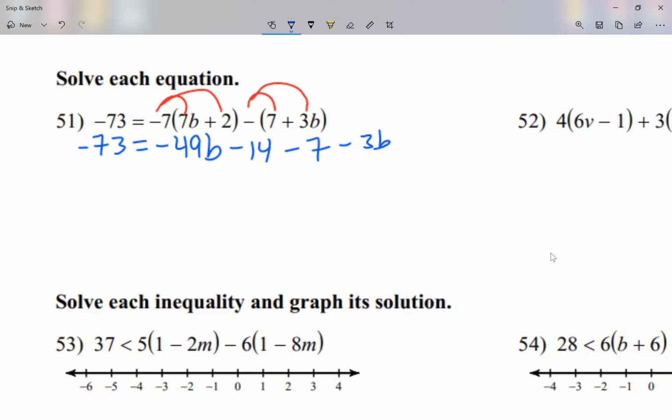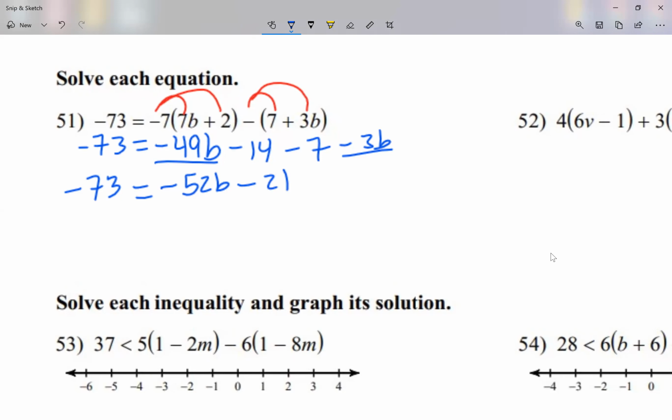All right, so on the left side, all right, there's my equal sign. On the left side, I just have -73. On the right side, let me combine like terms. So letter-wise, -49 and a -3. They have the same sign, so let me just add the numbers, keep the sign. So that gives me -52b. Then I also see a -14 and a -7. That gives me -21. Same sign, add the numbers, keep the sign.